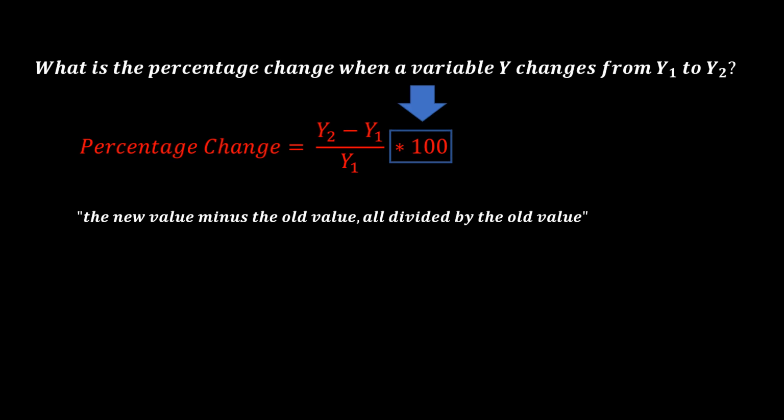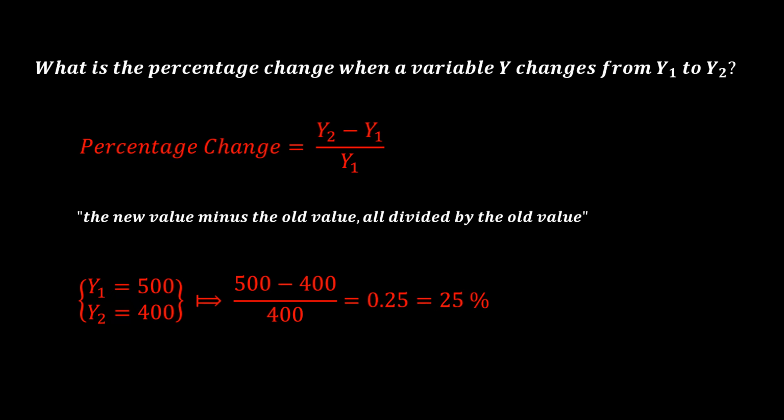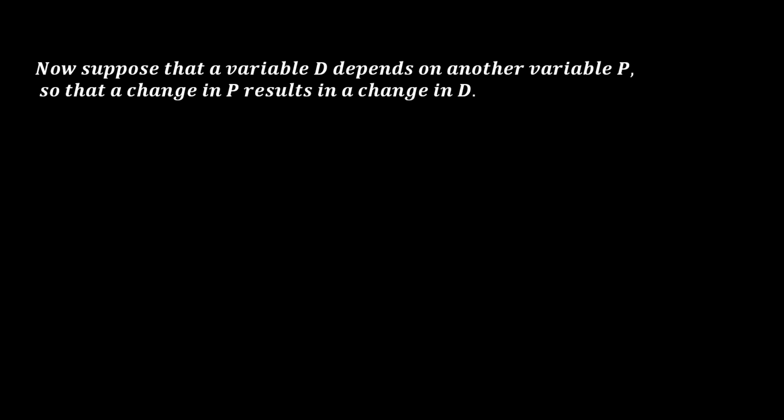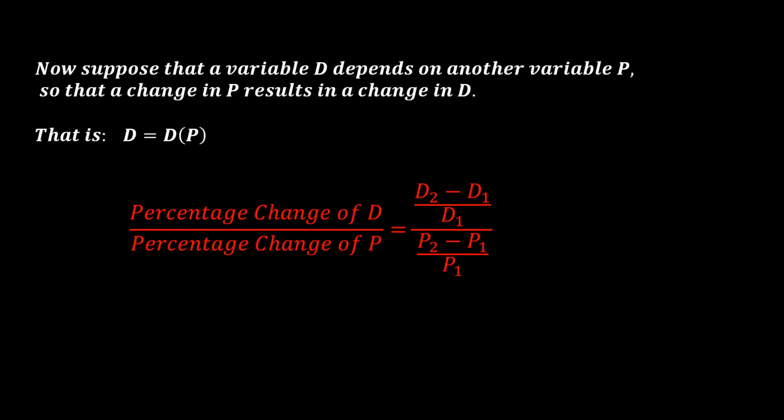Now I should mention that sometimes we scale up the formula by 100. But this will not be important for the treatment of elasticity, so I will ignore it. Here's an example yielding a value of 0.25, meaning that y increases by 25%. Now suppose we have two variables, D and P. We can think of P as the price of a good and D as the demand for that good on the market. The demand, of course, depends on the price, so that the change in the price results in a change in demand. Let's take the percentage change in demand and divide it by the percentage change in price.